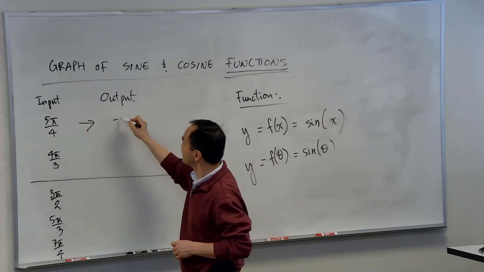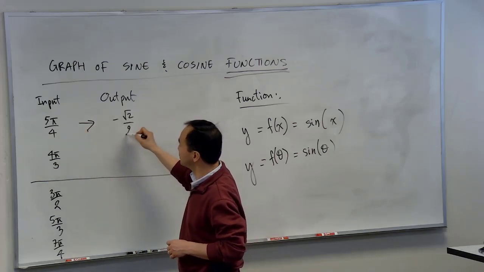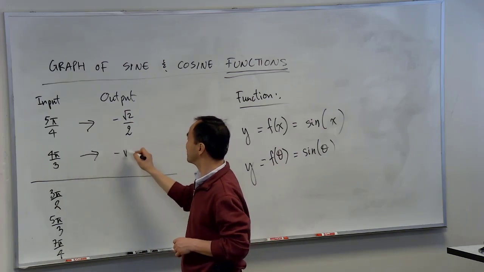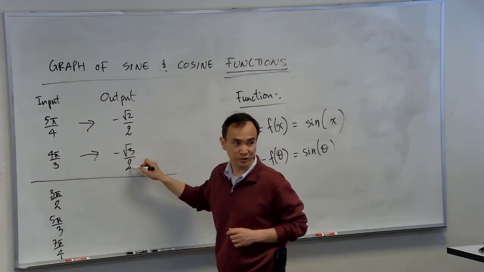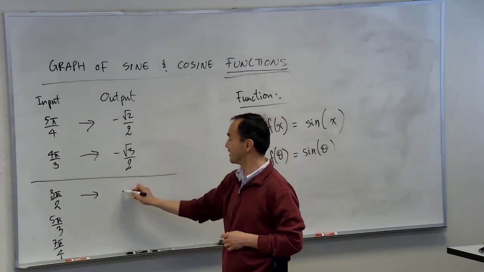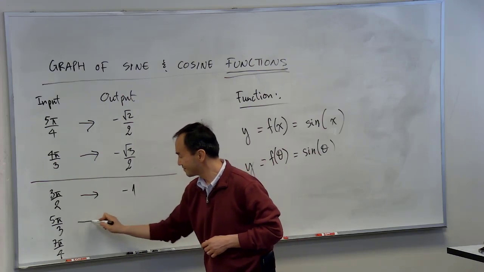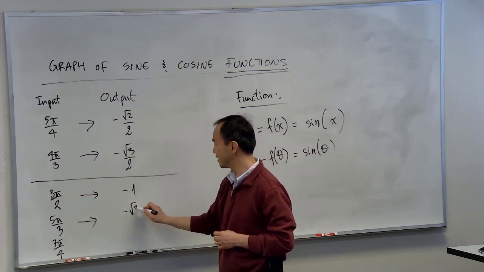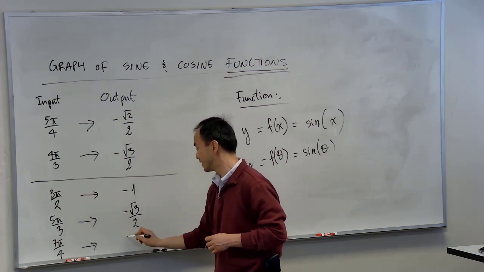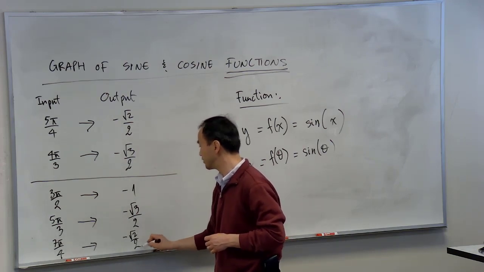Negative root 2 over 2. Negative root 2 over 2, right? And what do we have here? Negative root 3 over 2. Right? Negative root 3 over 2. And make sure you all double confirm as well, right? Negative 1. Negative 1, right? Negative root 3 over 2, right? Root 2 over 2. Negative root 2 over 2.